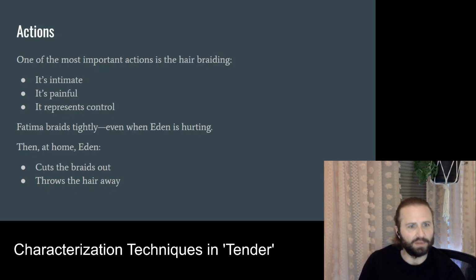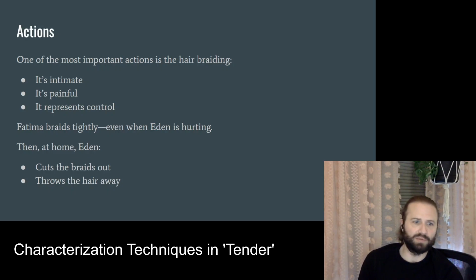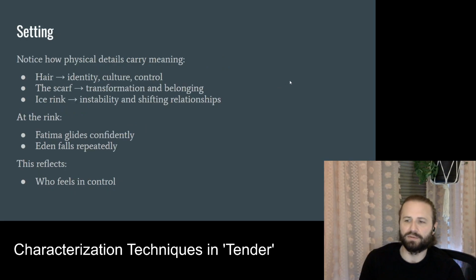It's intimate, painful. It represents control in a way, but it's also something where Fatima's not necessarily doing it on purpose. It hurts Eden at times, and she still continues to do it. And then Eden later on, she cuts those braids out, throws them away. And in this moment, it shows that she has this desire simply for independence in a small way. It shifts her identity a little bit. Actions reveal what characters can't say out loud, everybody. So follow the actions in the story to understand more about the characters.